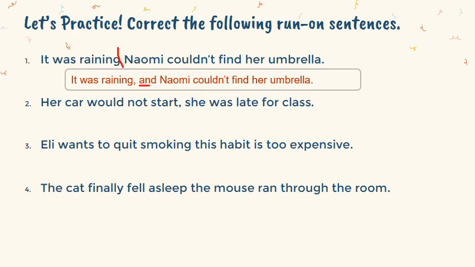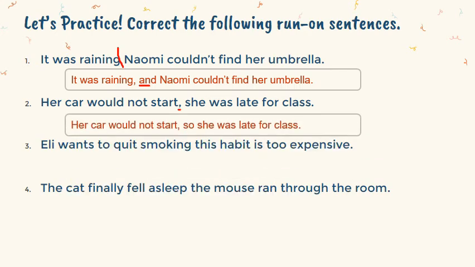Her car would not start. She was late for class. How do I correct this one? Of course, a comma here is not enough. So this is a run-on. I have to say her car would not start, so she was late for class.